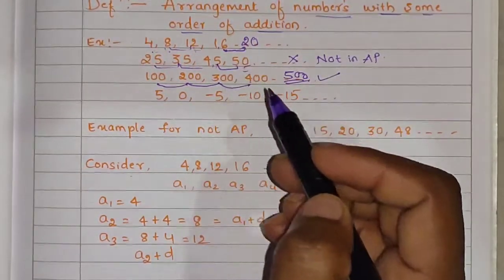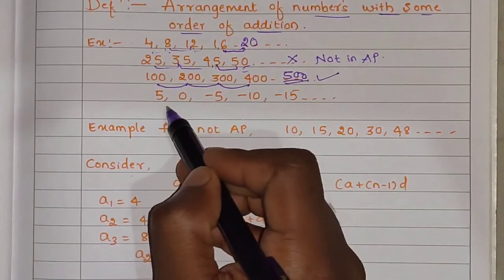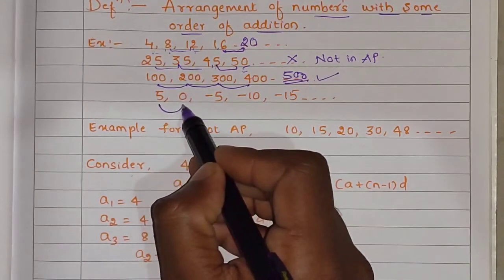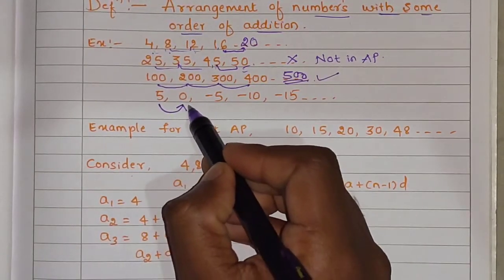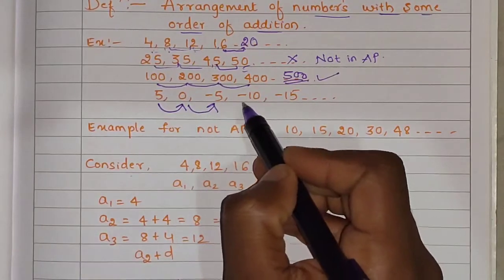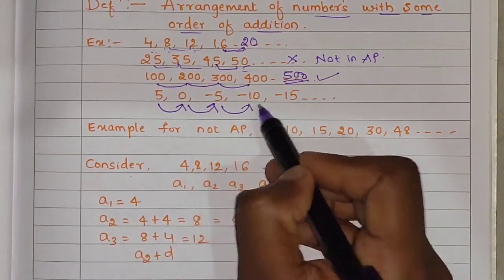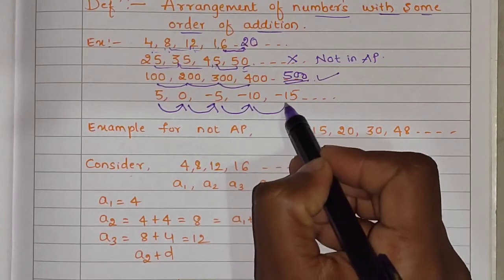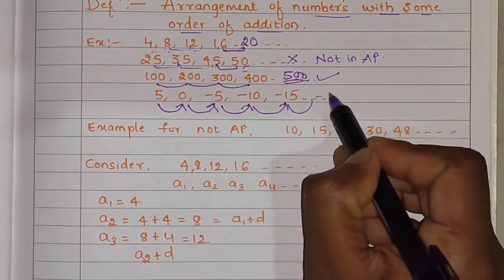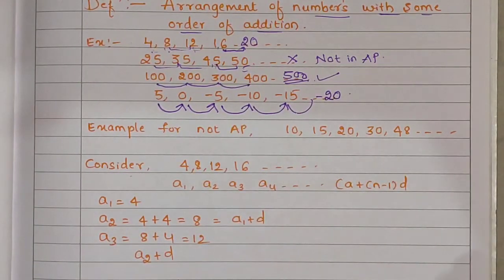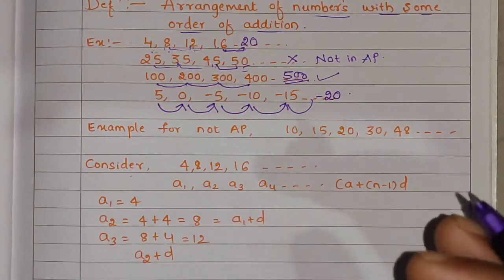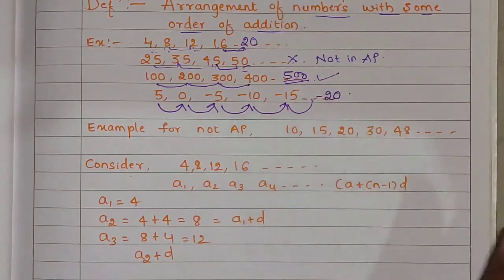Not only increasing, sometimes the numbers may decrease. Example, 5 decreased by 5, the answer is 0. 0 decreased by 5, the answer is minus 5. Minus 5 decreased by 5 means minus 10. The next number is minus 15. The next number will be minus 20. Arrangement of numbers according to some order is called an arithmetic progression.